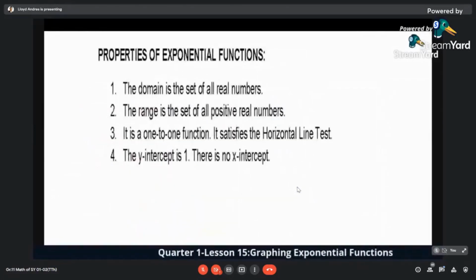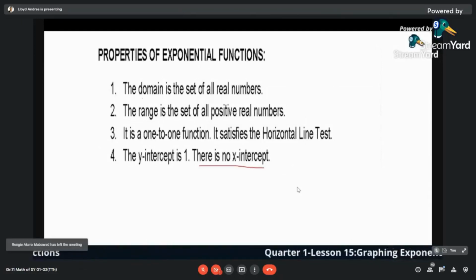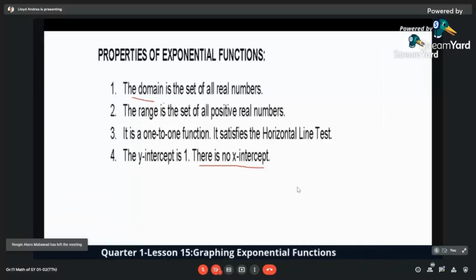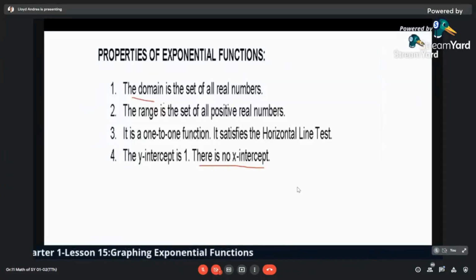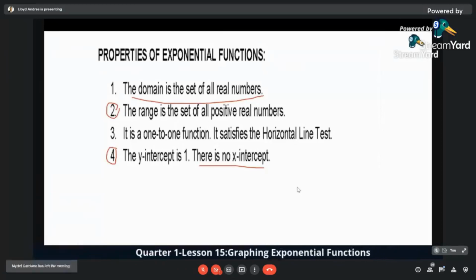The y-intercept is 1 and there is no x-intercept. This one is fixed, always. This one too is always fixed. What changes is the range, which depends on the given. So the y-intercept is 1, but no x-intercept. Look at the graph.